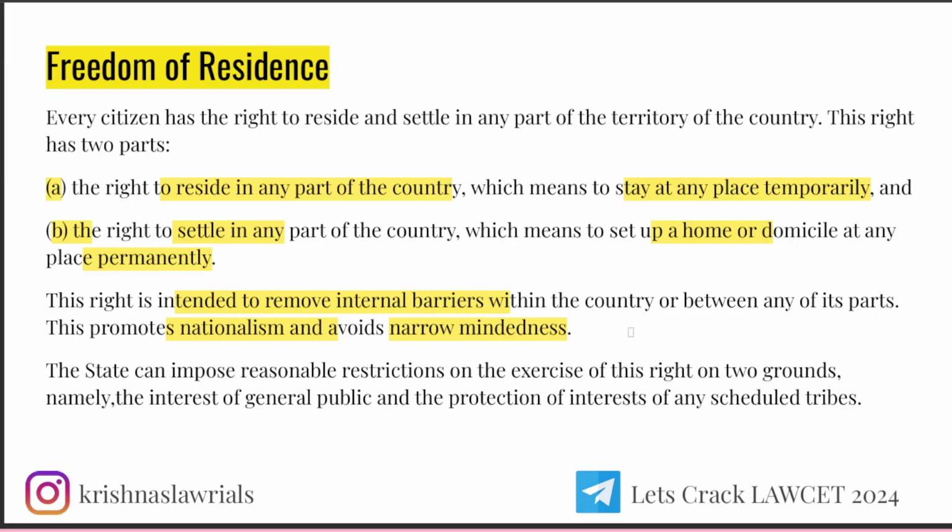Same to same. This right has been inserted to remove all the barriers inside our country and to make people feel that we all are one, and to remove the narrow-mindedness, like "you are South Indian, I am North Indian." To remove all these things and to promote nationalism, this right has been inserted. And what restrictions can the state impose on us? Same: interest of the general public and protection of scheduled tribes.